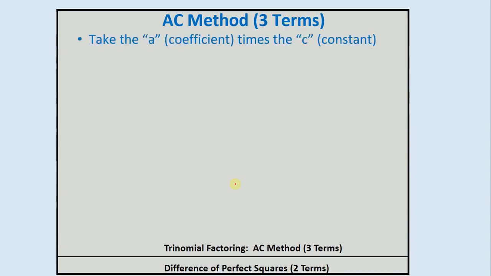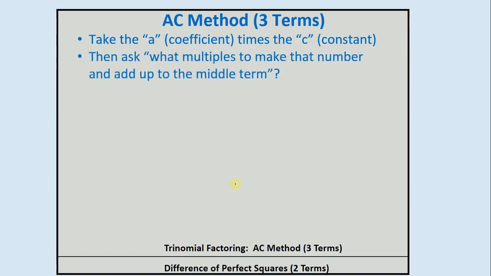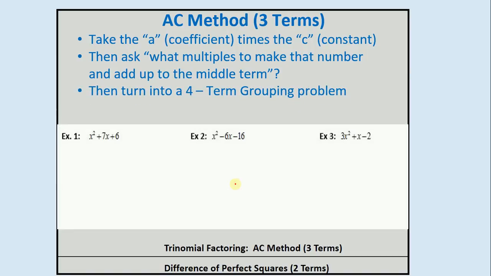So what you're going to do is take the a coefficient times the c, which is your constant. Then you're going to ask what multiplies to make that number that we just got when we did a times c, and adds up to that middle term. Then you're going to turn it into a 4-term grouping problem. Let's try 3 examples of this as well.